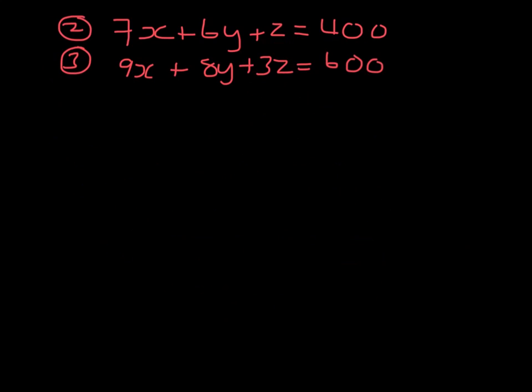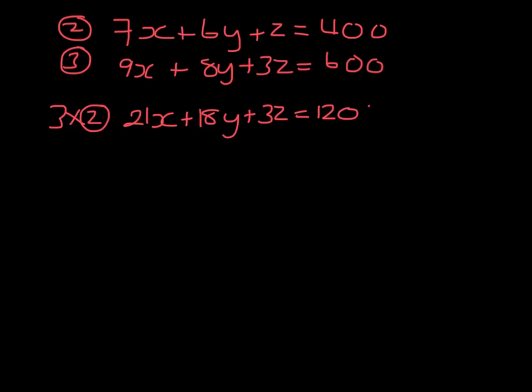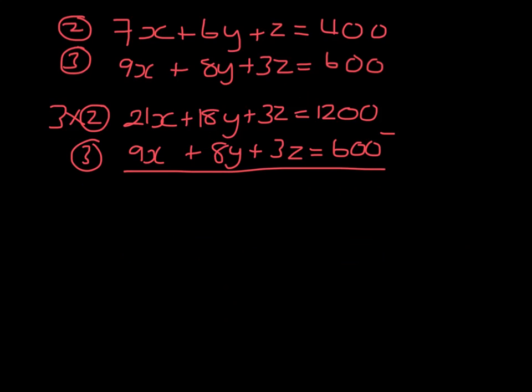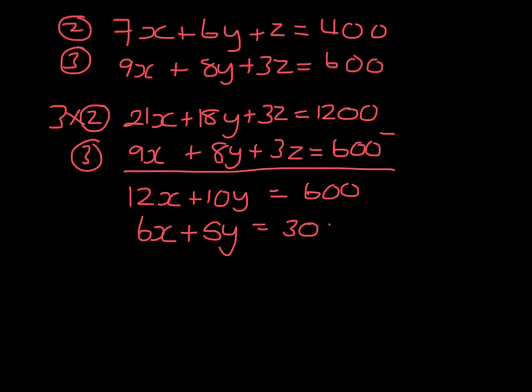first equation. Now I'm going to work with the second and the third equation, and I'm going to multiply the second equation by 3. 21x, 18y, 3z equals 1200. And we have the third equation, 9x, 8y, and 3z equals 600. I'm going to subtract those, so 12x plus 10y has to equal 600. And I can divide everything by 2, so 6x, 5y equals 300.